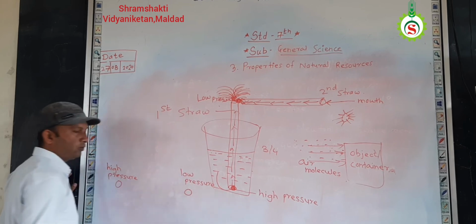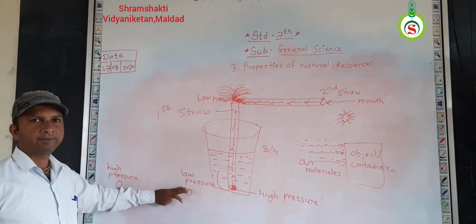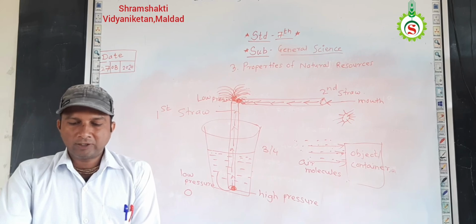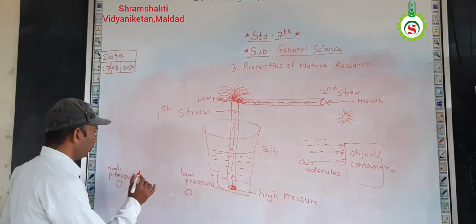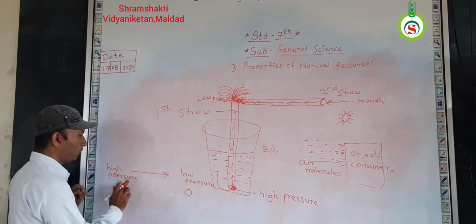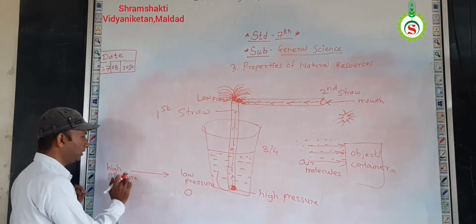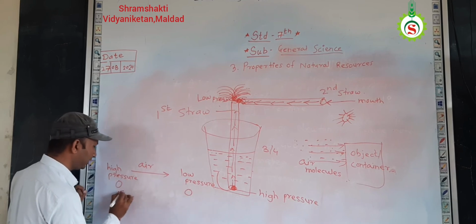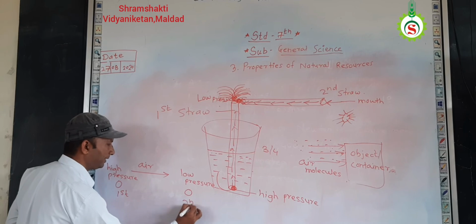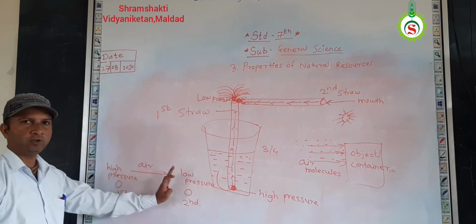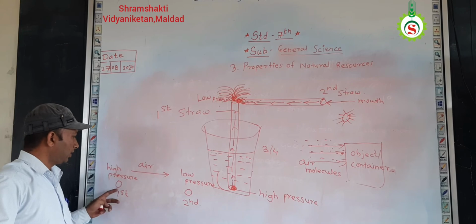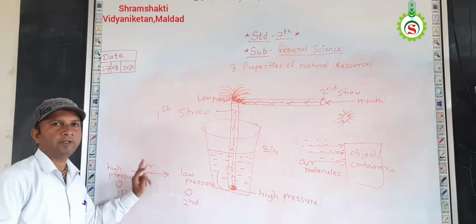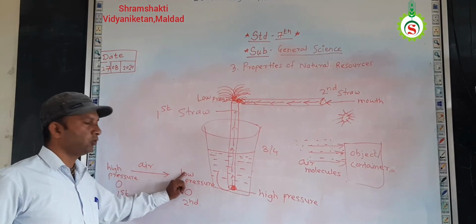So how will air flow between these places? Air always flows from higher pressure to lower pressure. So air molecules always flow from this direction to this direction. For example, this is the first place and this is the second place. So air flows from the first place to the second place, because at the first place there is high pressure and at the second place there is low pressure. So air will always flow from high pressure to low pressure.